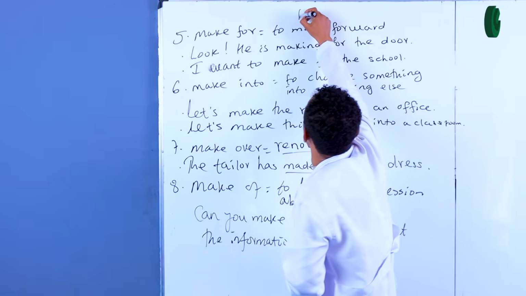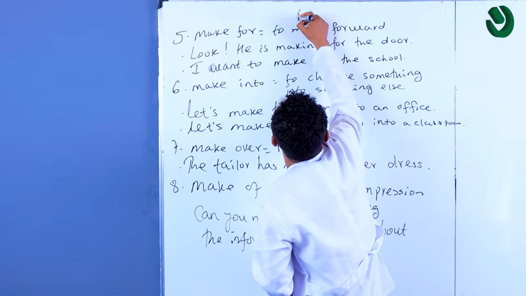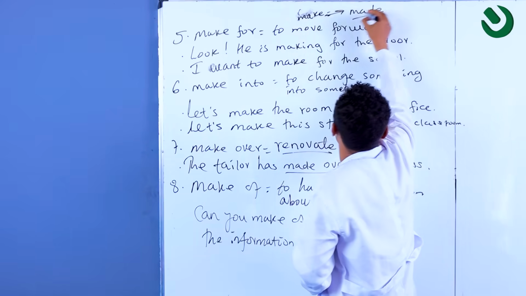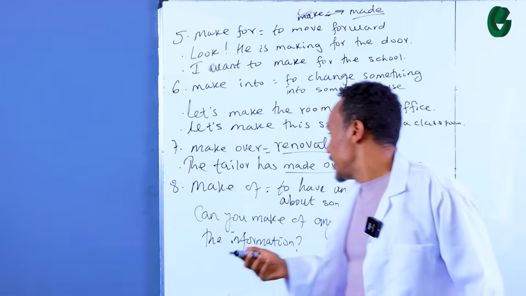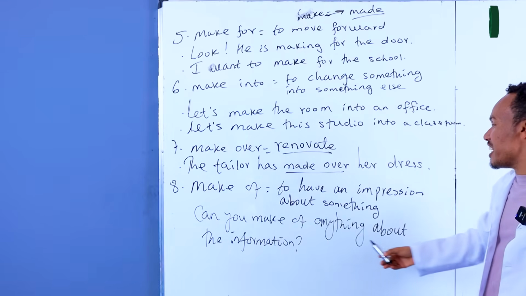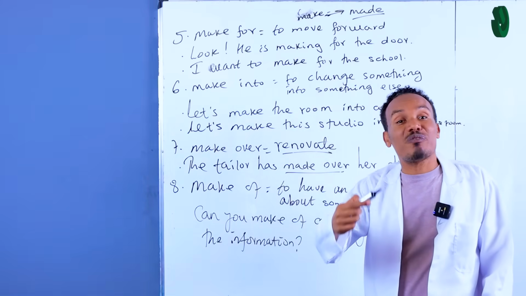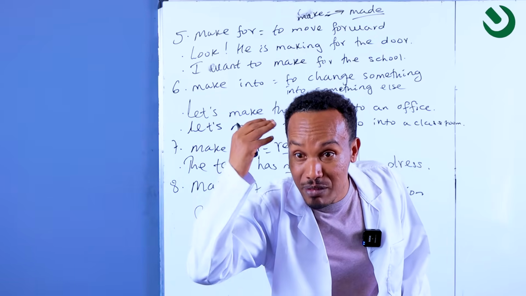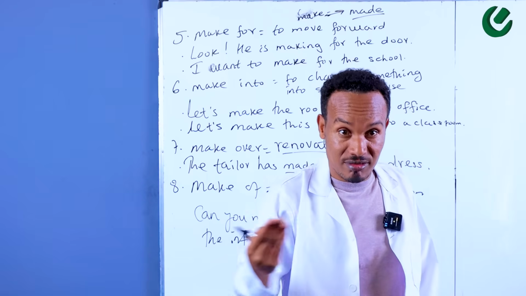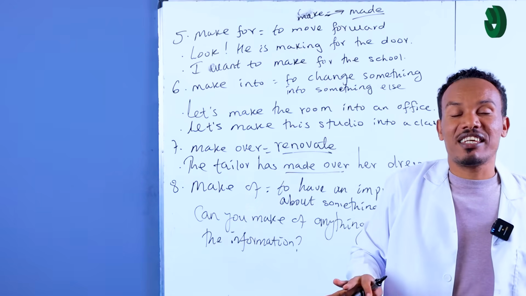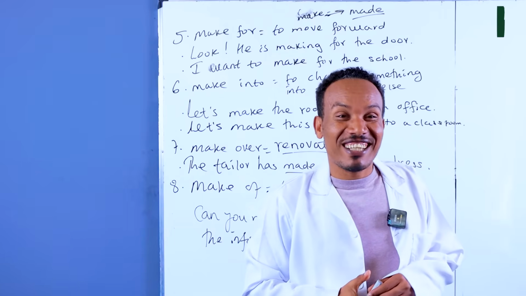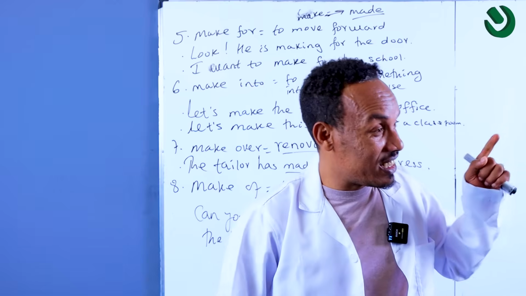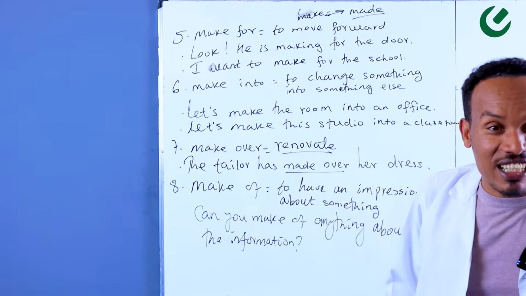So I have told you that. What is the past tense of make? Made. Yeah, the past tense of make is made. So here, can you make off anything about the information? It means that can you have an impression about the information? Is it clear? Yes. So to make off means to have an impression about something. Is it clear? Yes. Do you have any confusion? No. I think you are just saying yes. Is it clear? Are you sure? Yes. All right.